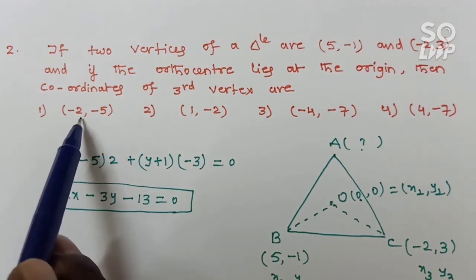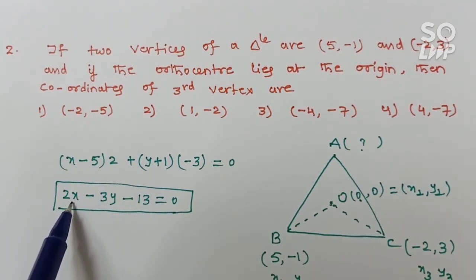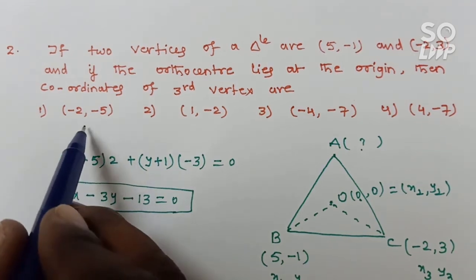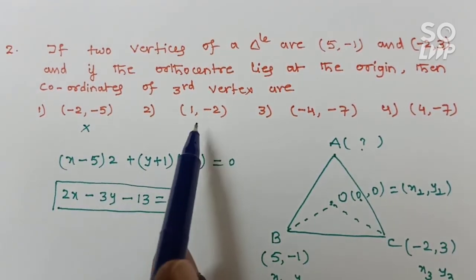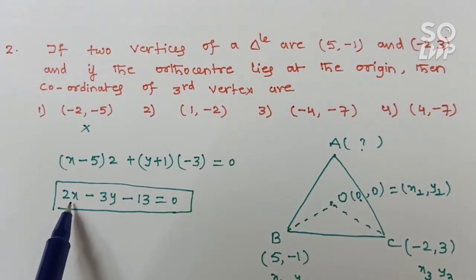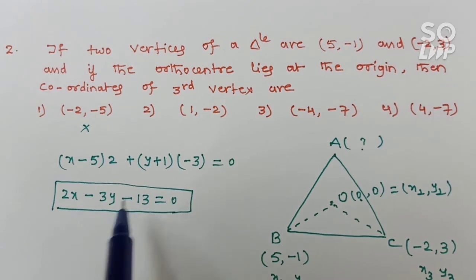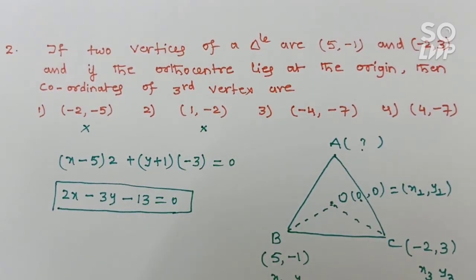Say here minus 5, 2 comma minus 5, that is minus 4 plus 15. Minus 4 plus 15 is plus 11. So the first one is not satisfying this one. You take 1 comma minus 2, that is 2 plus 6 minus 13. So that is not equal to 0. So this one is also not satisfying.